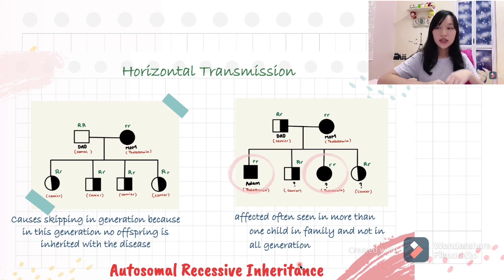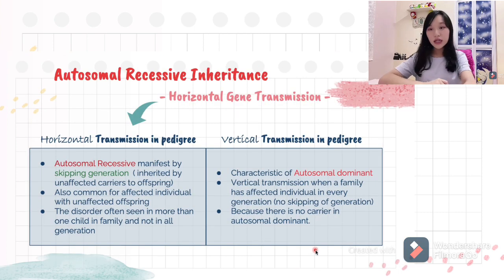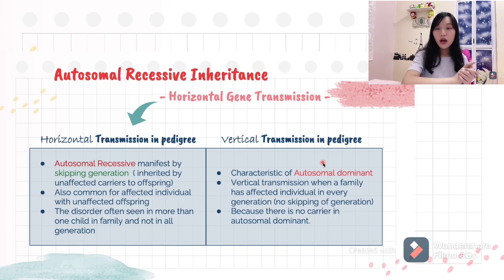have the disease. So this is what this sentence means in the horizontal transmission. So distinctly for vertical transmission, vertical gene transmission is categorized as autosomal dominant. Autosomal dominant practices vertical transmission of gene in pedigree. So the vertical transmission is when the family has affected individual in every generation, where there is no skipping of generation in the pedigree of this family.